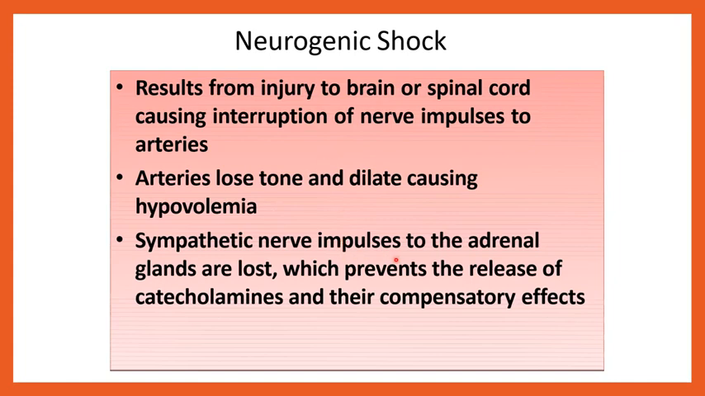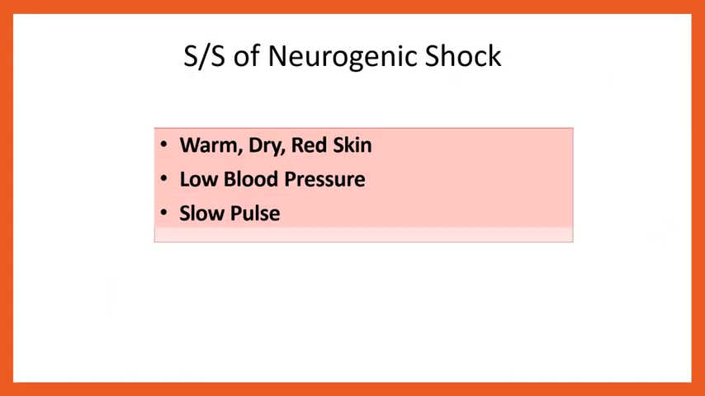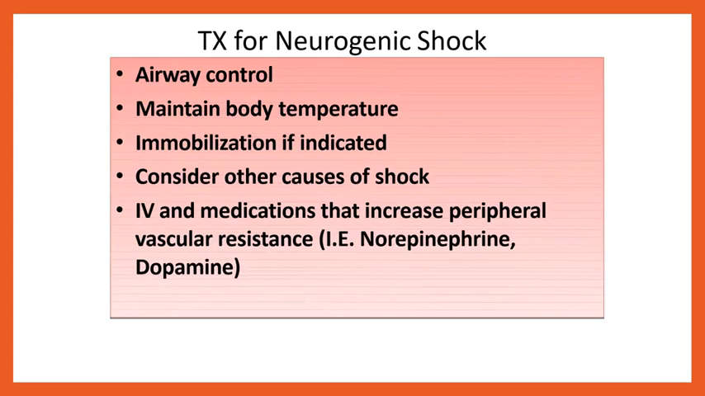The sympathetic nerve impulses to the adrenal glands are lost. That will prevent the release of catecholamines, which are responsible for vasoconstriction, and the compensatory mechanisms like tachycardia and venoconstriction will all be lost because the sympathetic nerve supply is lost. The symptoms of neurogenic shock are warm, dry, and red skin, decreased blood pressure, and a very slow pulse.